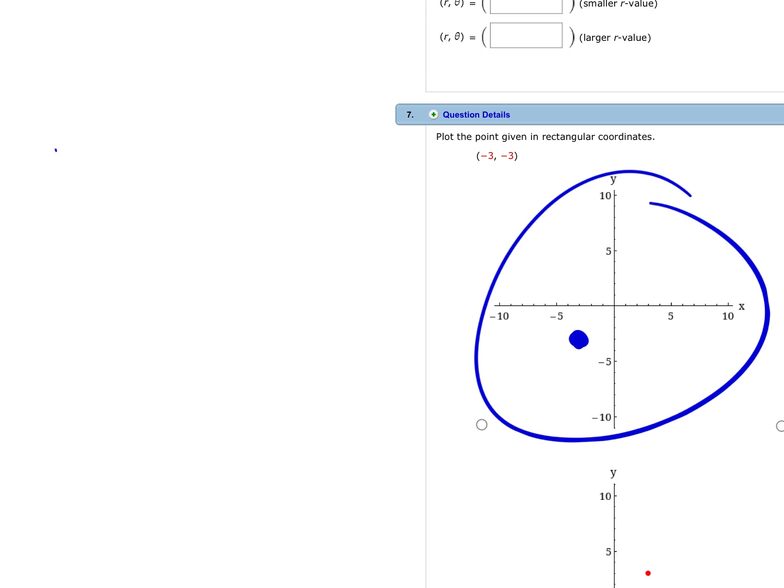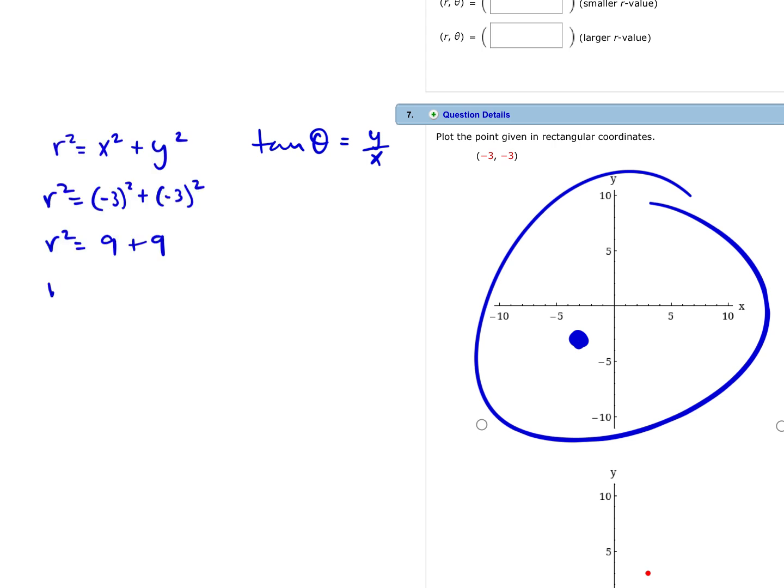Next, we want to convert it. So we have r squared equals x squared plus y squared, and tangent of theta is equal to y over x. So r squared is equal to -3 squared plus -3 squared. So r squared is equal to 9 plus 9. r squared is 18. Take the square root.